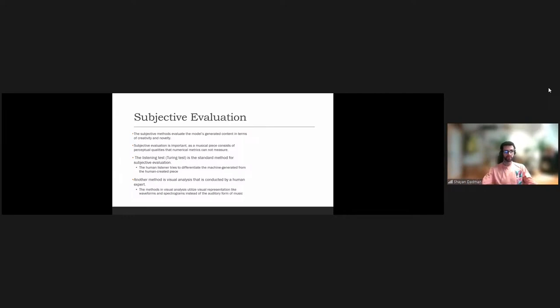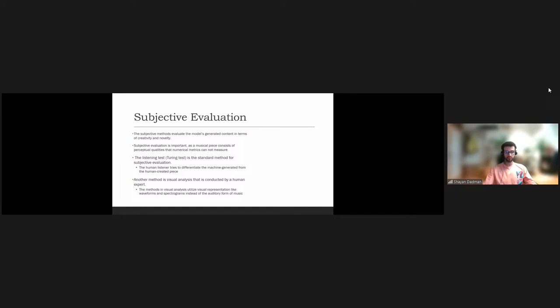On the other hand, the subjective methods evaluate the model-generated content in terms of creativity and novelty. Subjective evaluation is important as a musical piece consists of perceptual qualities that numerical metrics cannot measure. The listening test or Turing test is a standard method for subjective evaluation. The human listener tries to differentiate the machine-generated from the human-created piece.